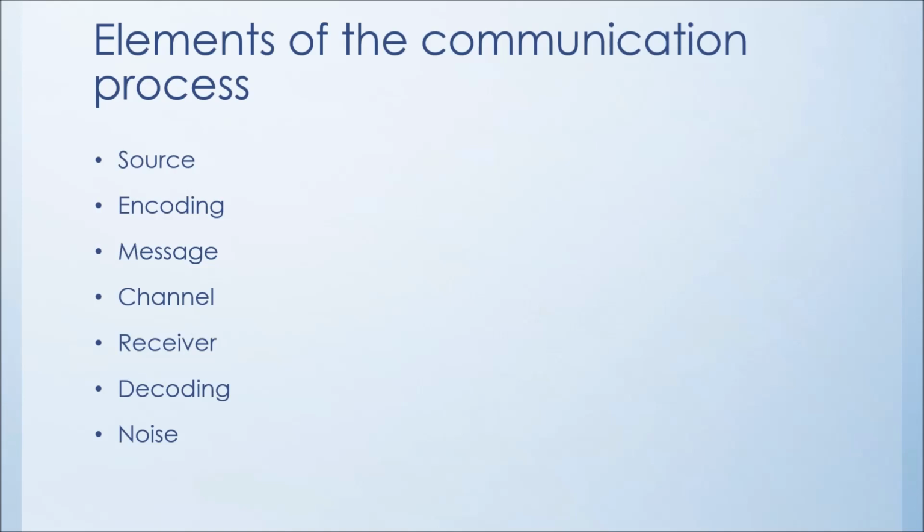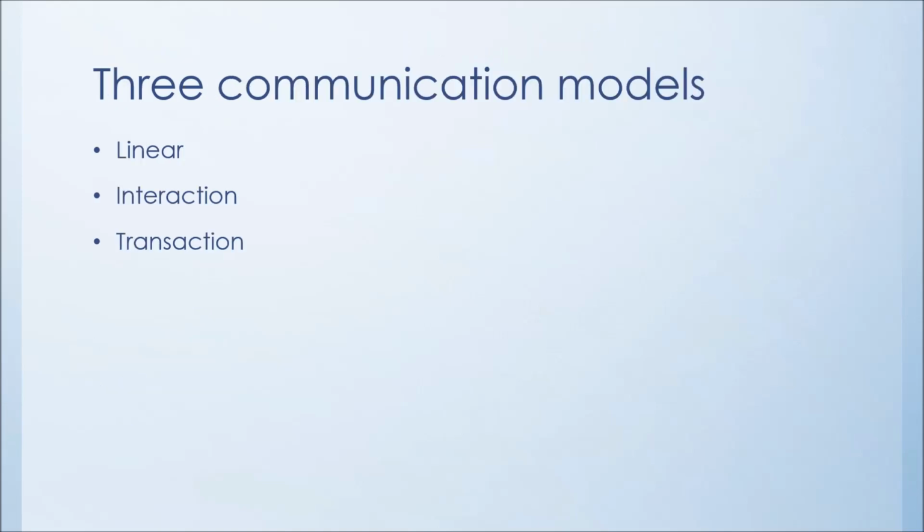So every time we have an interpersonal communication exchange, these are the things that are happening. A source encodes a message, sends that message through a channel to a receiver who then decodes the message, and this is all happening in an environment of noise. So the three communication models that we're going to look at will all incorporate these elements of the process. The three communication models that we'll be using in this course are called the linear model, the interaction model, and the transaction model. And we'll examine each one of these in detail in just a moment.